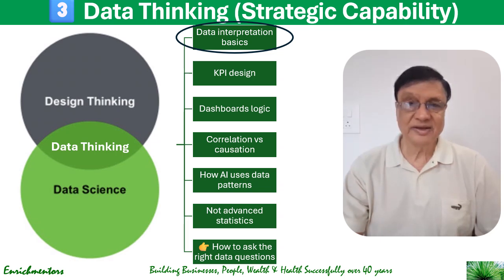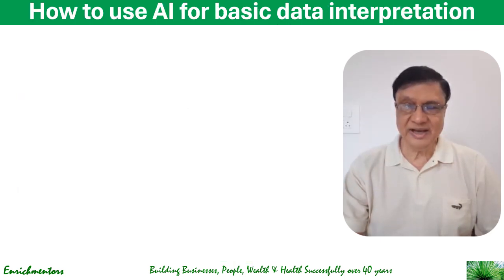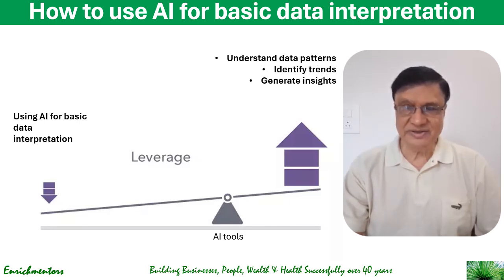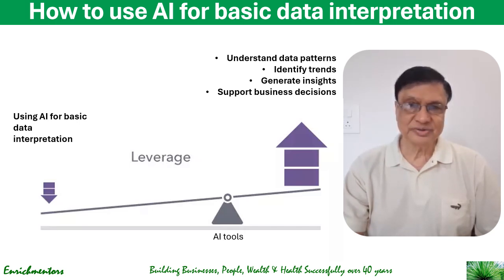Any thoughts? Using AI for basic data interpretation means leveraging AI tools to understand data patterns, identify trends, and generate insights to support business decisions. So that's what it really means. And you need to do that without necessarily becoming a data scientist. You should be able to do it as an MBA yourself. The whole goal is to move from raw data to meaningful insights to managerial decisions. So that's the overall view.